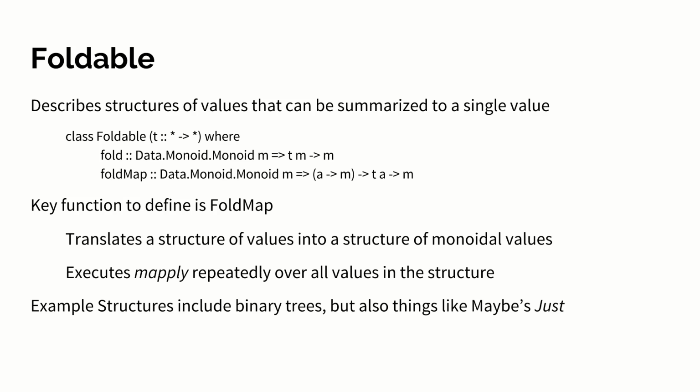How to actually execute apply over each of the M's in the structure of M's is up to the user to define within the foldMap function. The T structure could be a binary tree, in which case one would have to define how to traverse the tree, applying apply appropriately. But the structure could also be something as simple as Maybe's Just constructor. One can have a value of Just 3 or Just 5. Apply over Just 5 would just be the identity applied with 5.